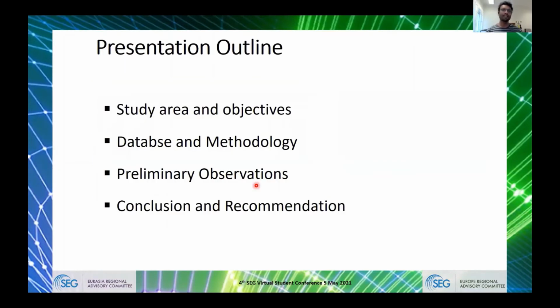In the next couple of slides, I'll show you my study area and objective, and also which data and methodology we used. And instead of results, I would say this is a preliminary observation, because this is a very initial stage of this work, and it is also qualitative work. Based on that, I will conclude.